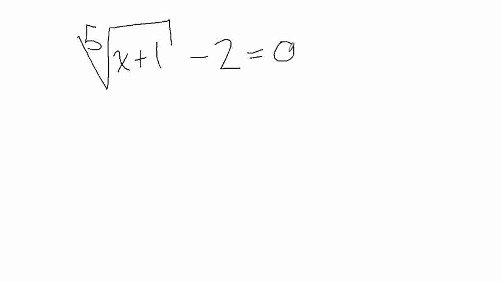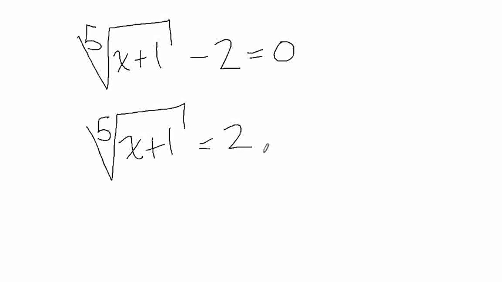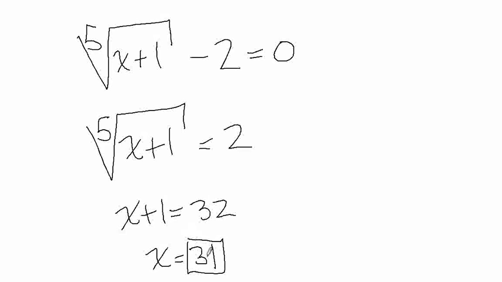Okay, this works with more than just square roots. Suppose we wanted to solve this radical equation. Once again, I isolate the radical, and now I raise both sides to the necessary power. In this case, I'll raise both sides to the 5th power. And so x is equal to 31, which can be found by subtracting 1 from both sides. And if you plug that into the original equation, you'll see that indeed it satisfies it.